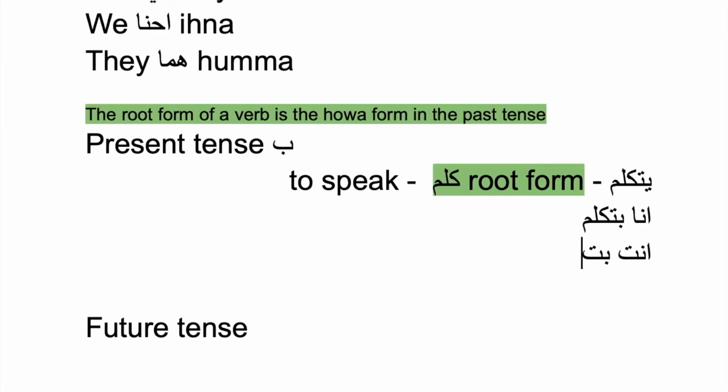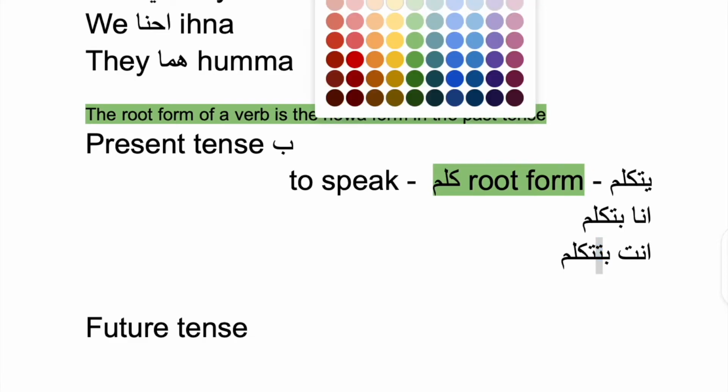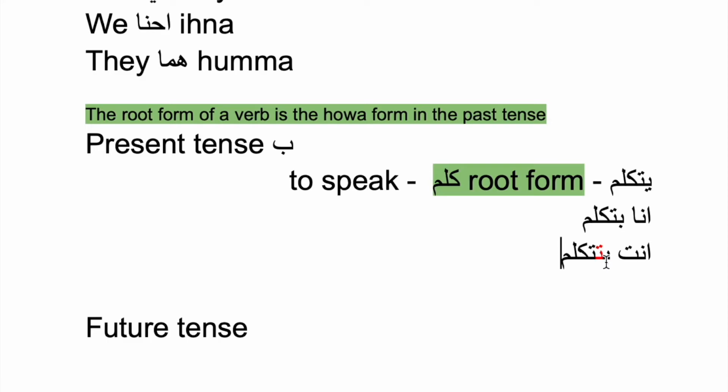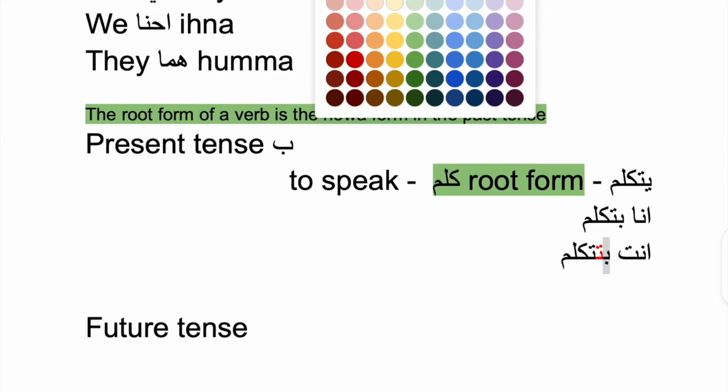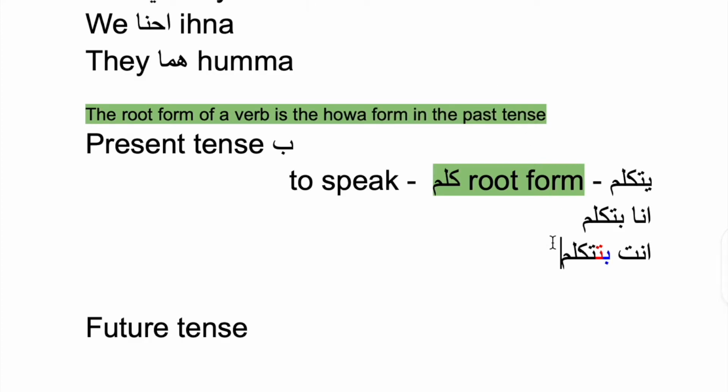بتتكلم. So what indicates the أنت conjugation? We have an extra T here, an extra te. So بتتكلم, this extra te indicates that this is the أنت form. And again, the be indicates that we are talking about the present. So أنت بتتكلم.